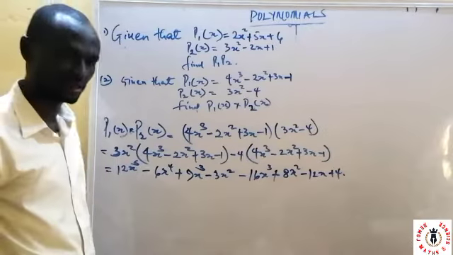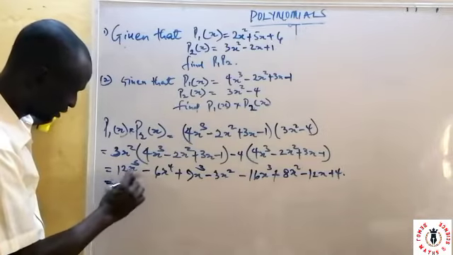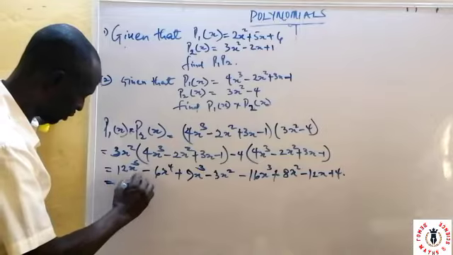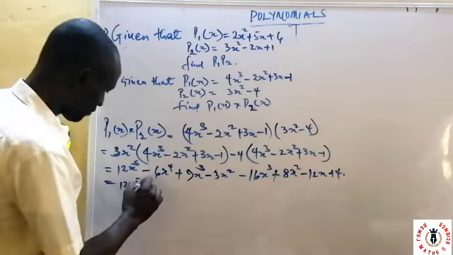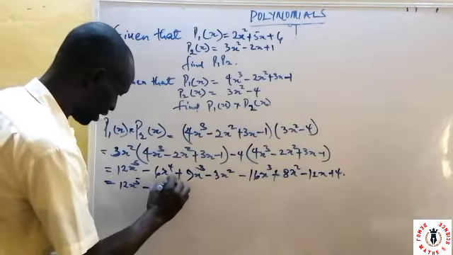Now let's collect like terms like we've always done. We have just x raised to the power 5, that's 12x raised to the power 5. Minus, there's just one x raised to the power 4, that's minus 6x raised to the power 4.